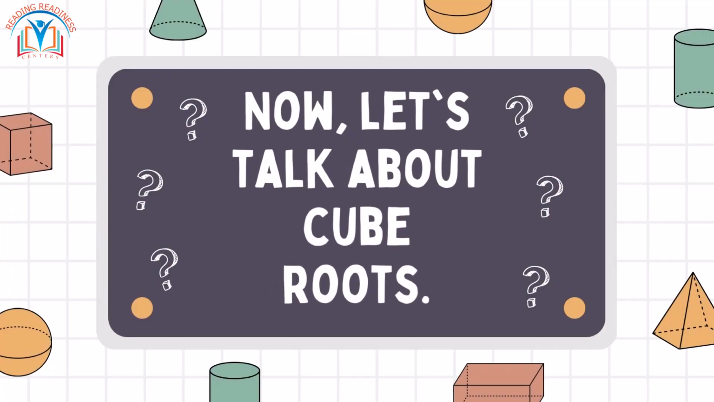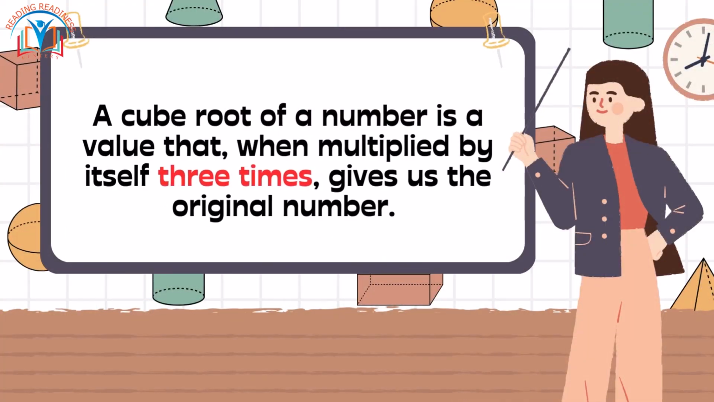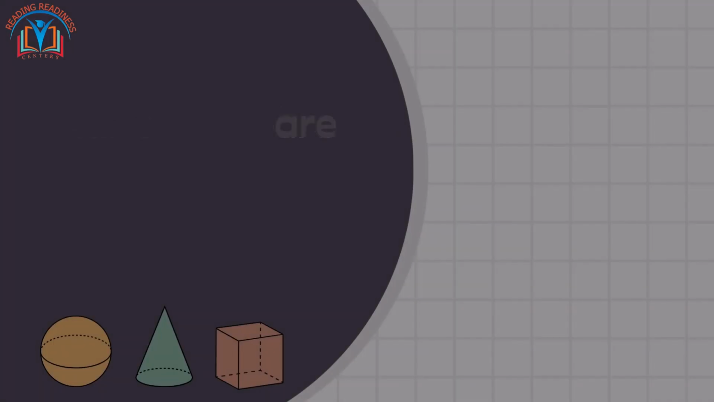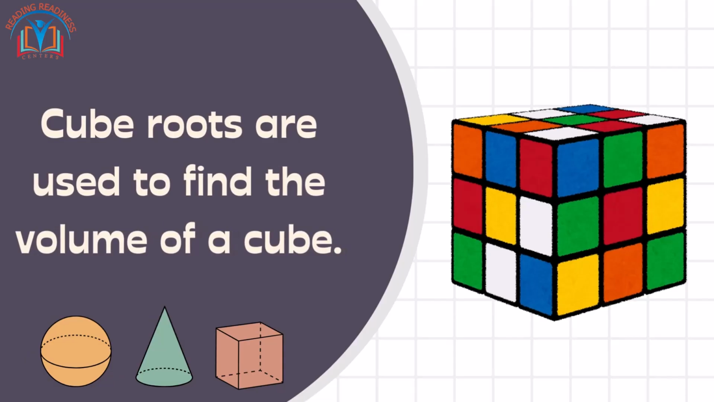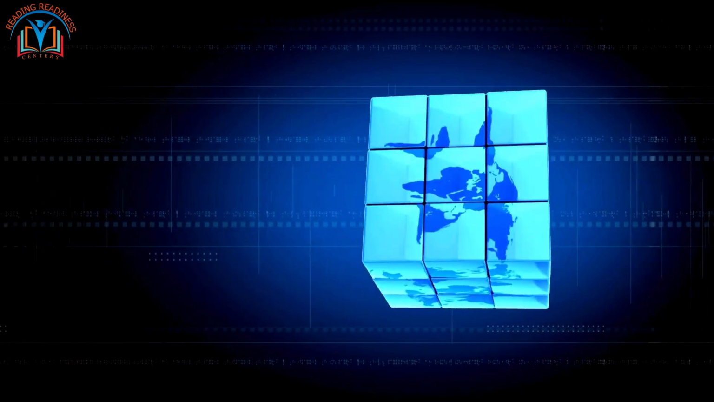Now, let's talk about cube roots. A cube root of a number is a value that, when multiplied by itself 3 times, gives us the original number. For example, the cube root of 64 is 4, because 4 multiplied by itself 3 times equals 64. Cube roots are used to find the volume of a cube, the surface area of a cube, and many other real-life applications.